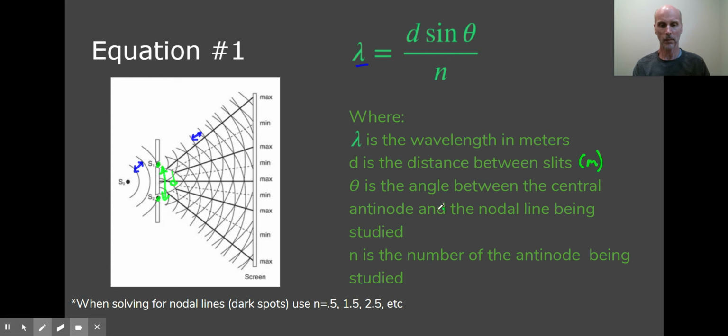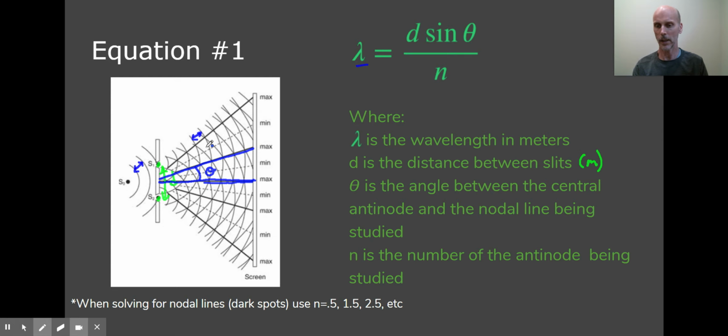Theta is the angle from the central antinode. So this is a special bright spot right here, this middle one. We refer to that quite often. That's the central antinode. And the angle between the central antinode and the node or antinode that we are studying is the angle referred to as theta. So this would be theta that I've identified here between the central and the first antinode.